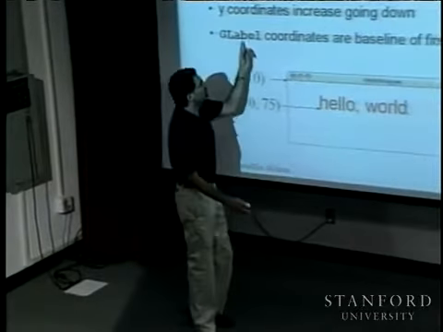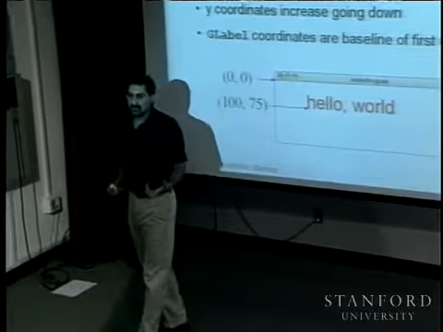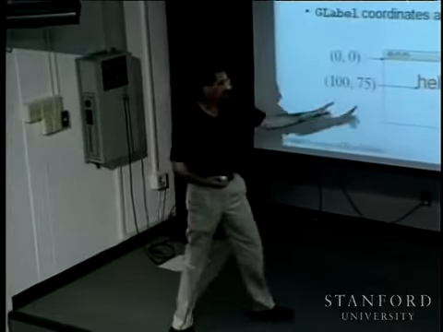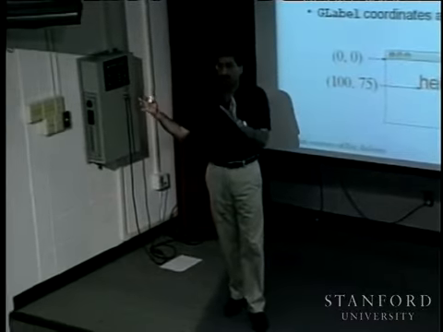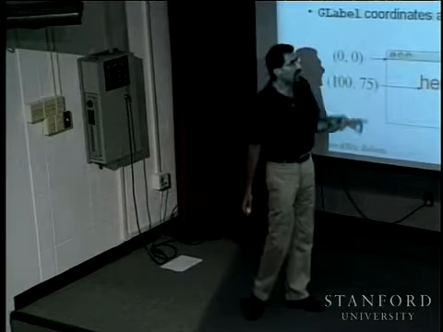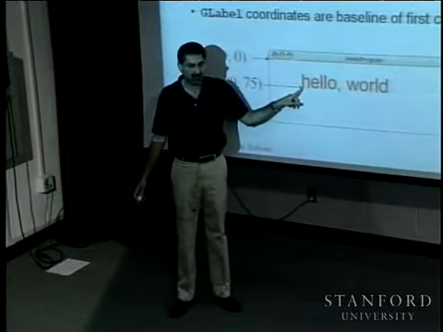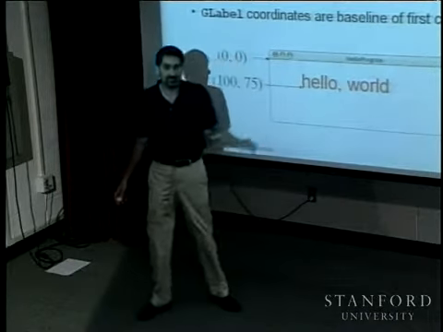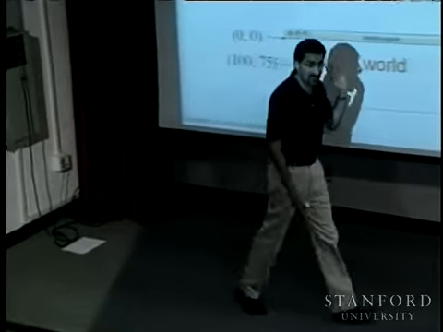Okay? And so you might wonder, if I have some label like hello world and I specify some location, where is that really on this hello world thing? The GLabel coordinates, that 100, 75 that we gave it, were the x and y location of the baseline of the first character. So they're that first pixel right there on the lower left-hand corner of the H. Okay? That's how things are laid out.